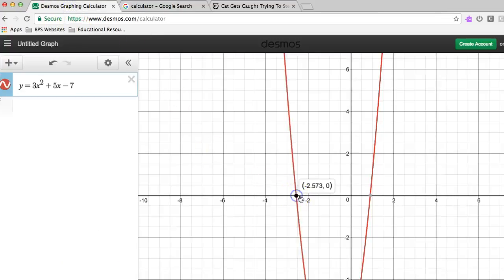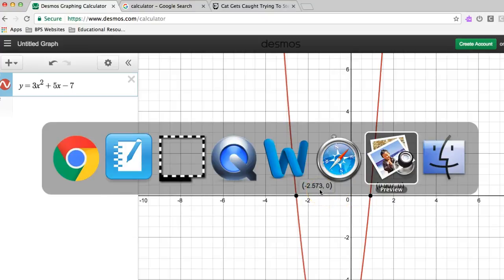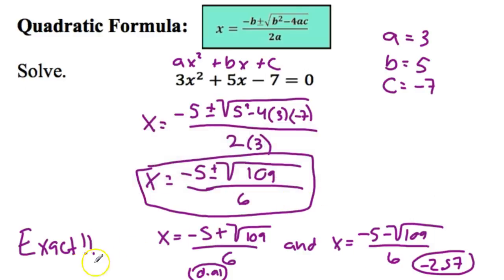All right, this one, negative 2.57, 0.907. If you rounded that, it's 0.91. So there you go, right? Those are the two answers. That's why you can use the quadratic formula, and you get the answers every time.